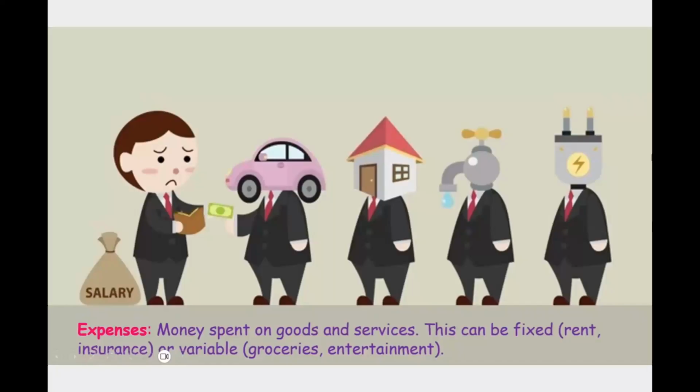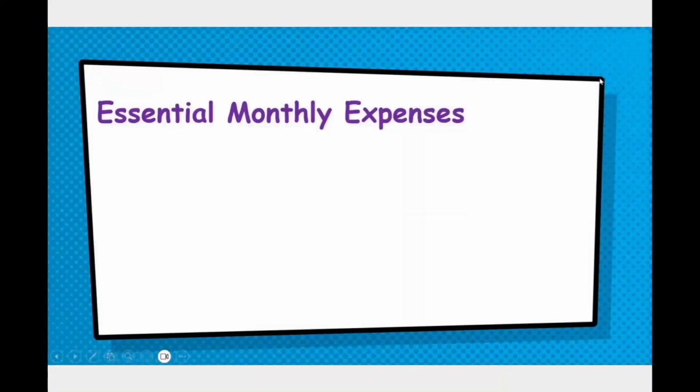Or you can have variable expenses, like groceries. You may spend $125 on groceries this week and $45 on groceries the next week. Also, you may go see 3 movies this month and go see no movies next month. So those would be considered variable expenses. So, things that are fixed versus things that are variable.